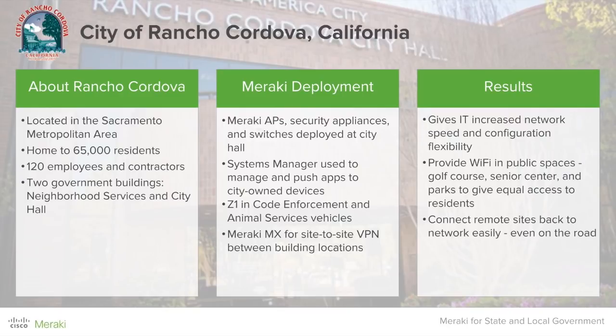So here in the city of Rancho Cordova, the result was it gave IT increased network speed and configuration flexibility. It provided Wi-Fi in public spaces like the golf course, senior center, parks, and it gave equal access to residents, again, that were wanting to have that type of cutting-edge network experience. It connected remote sites back to the network easily, as I mentioned, even when they're on the road, which has made them just move so much faster and just again give a unified visibility across any user on any device, wherever they may be.